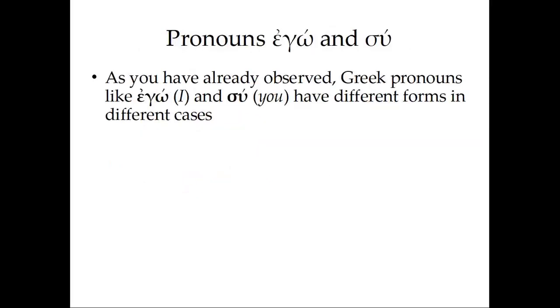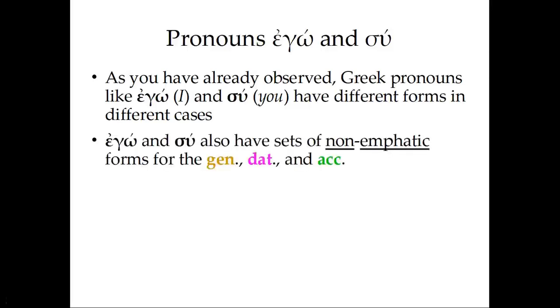Pronouns. As you have already observed, Greek pronouns like ego, I, and se, you, have different forms in different cases, just like nouns, adjectives, etc. Ego and se also have sets of non-emphatic forms for the genitive, dative, and accusative. So they're going to have a set of emphatic forms and a set of non-emphatic forms. We're going to see both quite a bit.